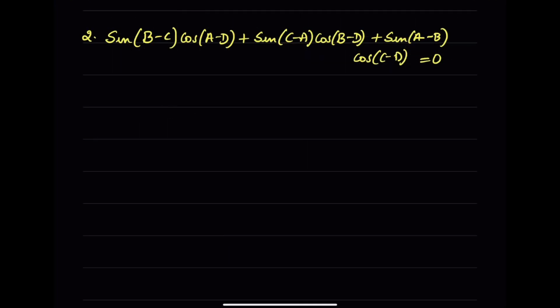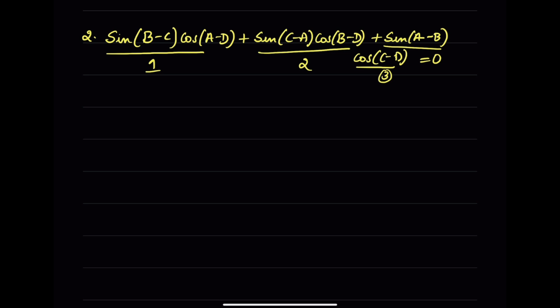In the second question, we have to prove that this equation will be equal to 0. This is a long equation, so we have to be careful when writing it down. So I'm going to divide this into 3 parts so that it's easier for us to write down the entire equation. I'm going to consider this as part 1, this is part 2, and this is part 3. So let's address part 1 first.